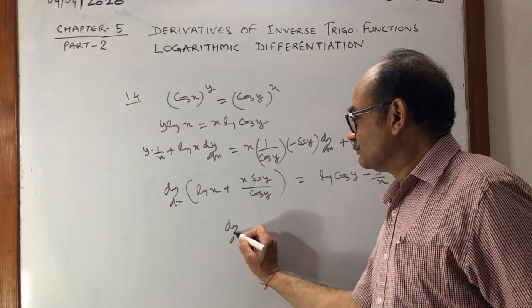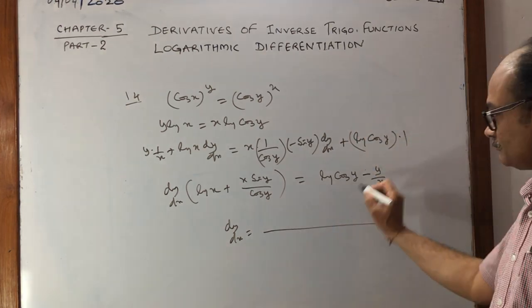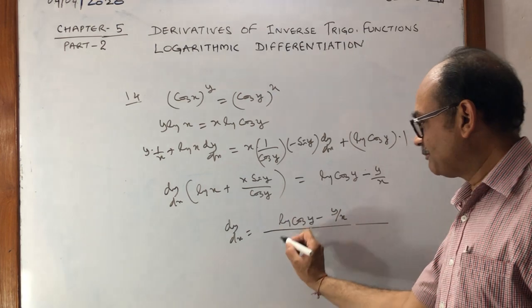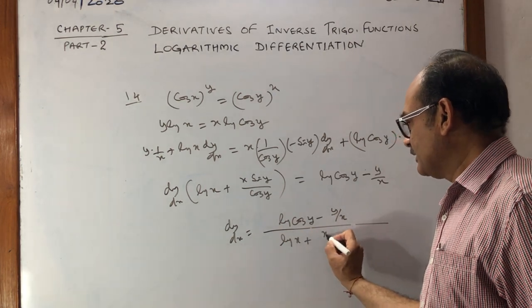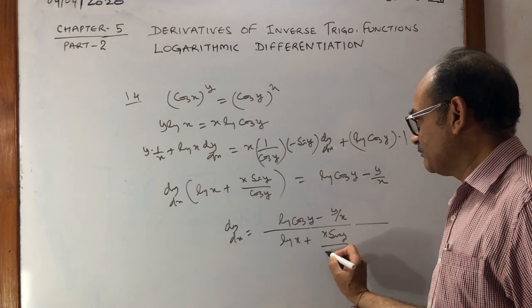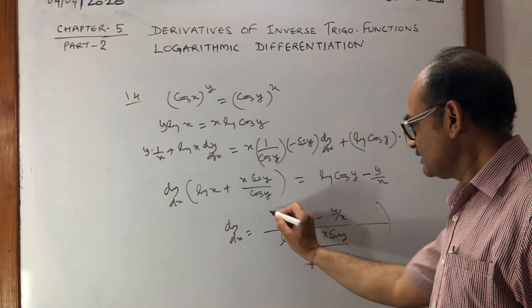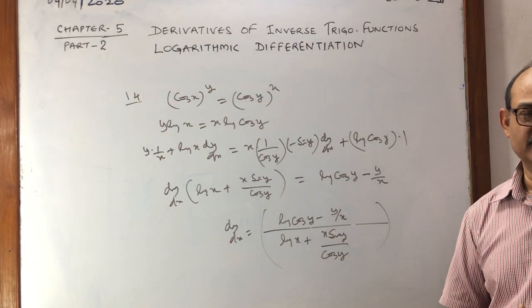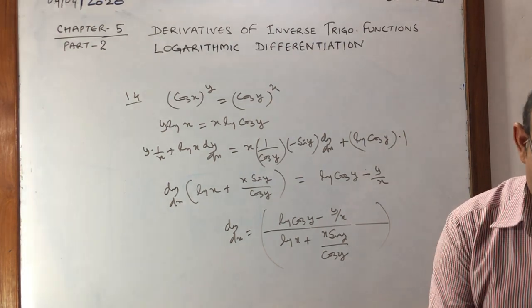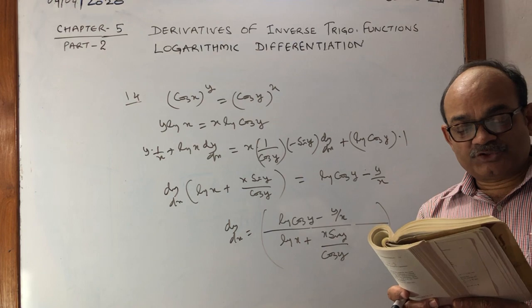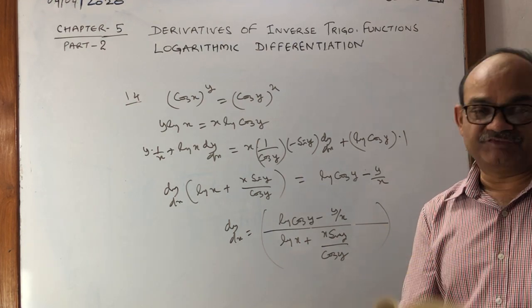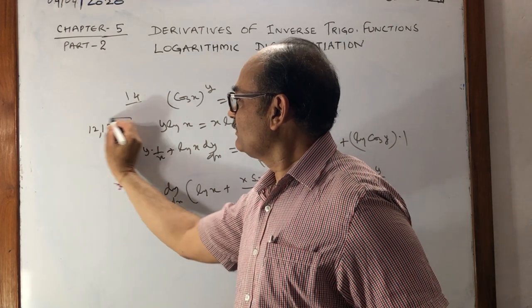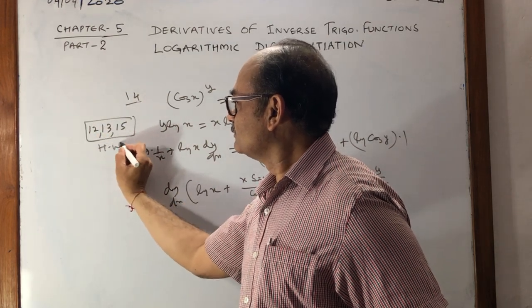dy by dx equals, last step for you, (log cos y minus y by x) upon (log cos x plus x tan y), the answer. You can simplify and get the final result. Correct? These types of questions, homework for you: 12, 13, 15. Similar questions 12, 13 and 15 for your homework.